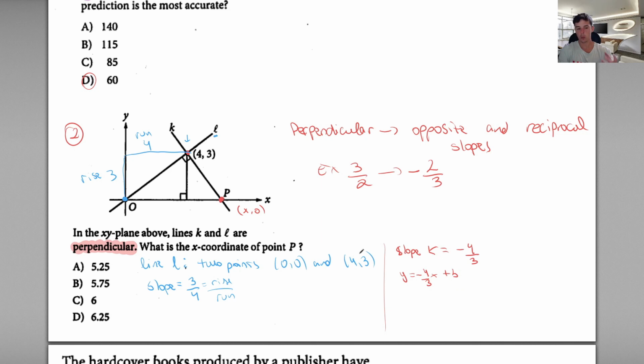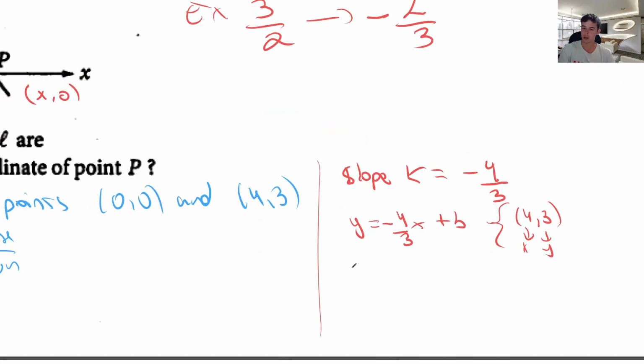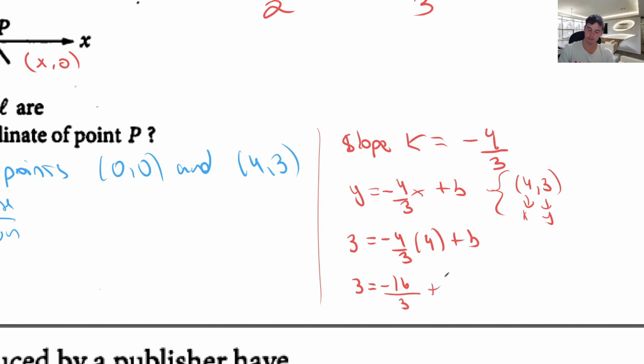Why? Because then we can know the equation, and then we can find the value of x when y is 0. And to find b, we know that the line passes through 4, 3. So we can substitute that for x and y. So 3 equals negative 4 over 3 times 4 plus b.